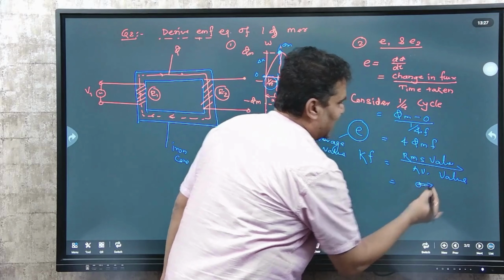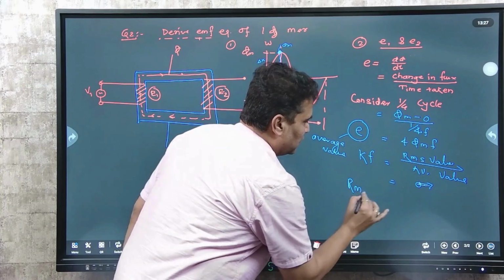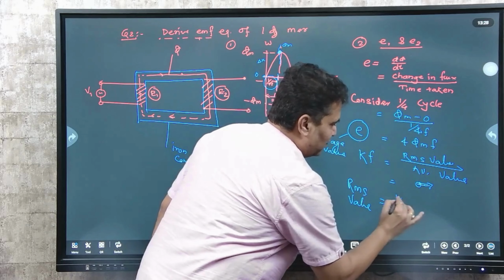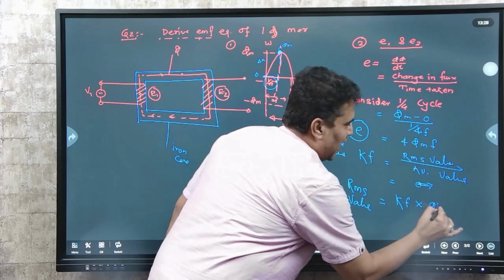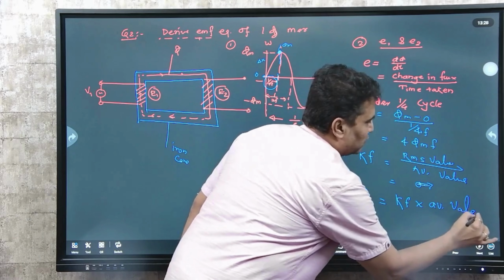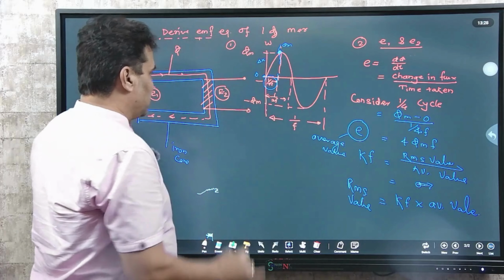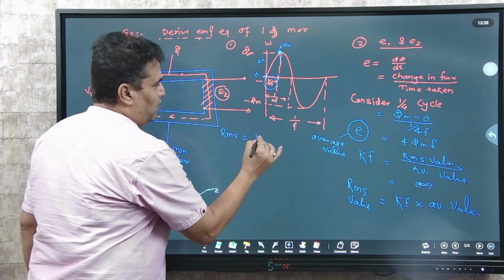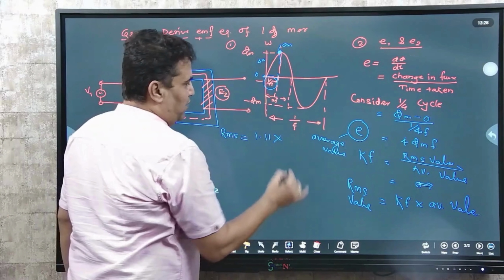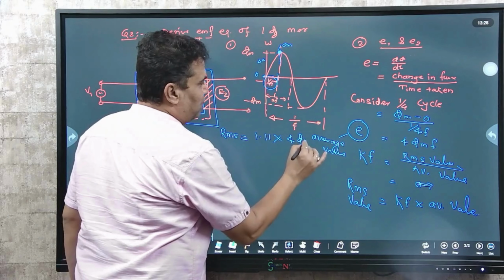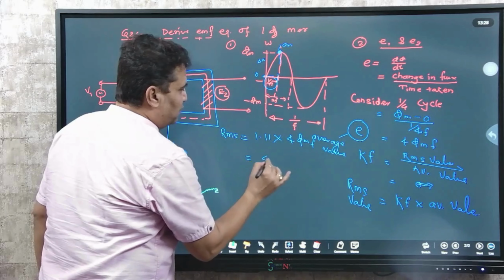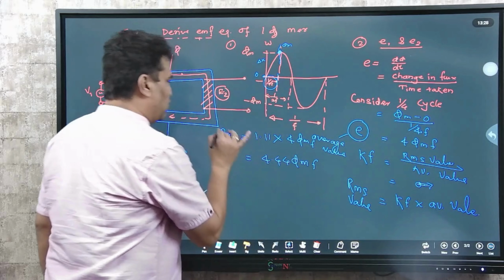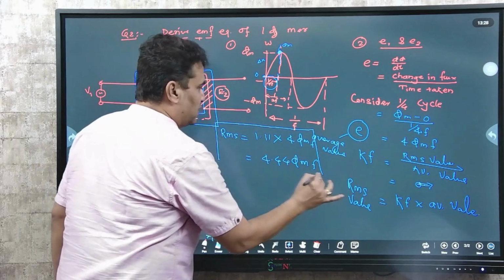0.707. Yeah, you can write like this. That is RMS value equals to KF, that is the form factor, into the average value. If you simplify, then the RMS value becomes... what is the form factor of AC supply? 1.11. And what is the average value? 4 phi mf. So if you simplify, then it becomes 4.44 phi mf, the average value of EMF across the winding.